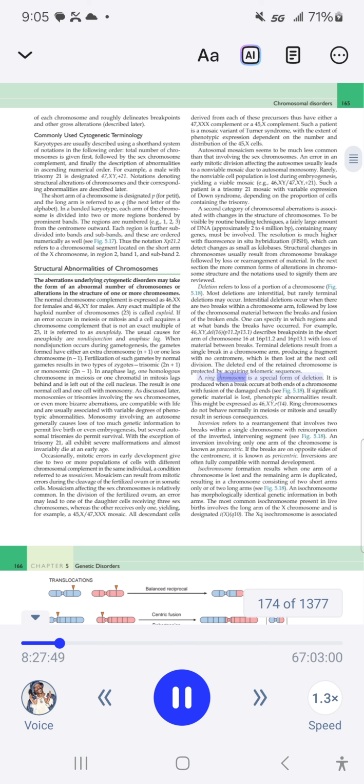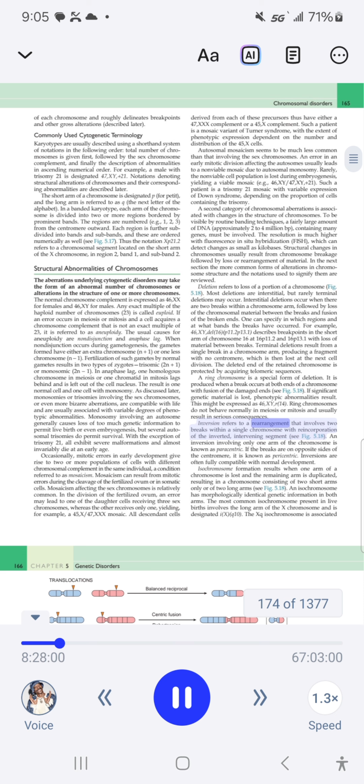A ring chromosome is a special form of deletion. It is produced when a break occurs at both ends of a chromosome with fusion of the damaged ends, see figure 5-18. If significant genetic material is lost, phenotypic abnormalities result. This might be expressed as 46,XY,r(14). Ring chromosomes do not behave normally in meiosis or mitosis and usually result in serious consequences.